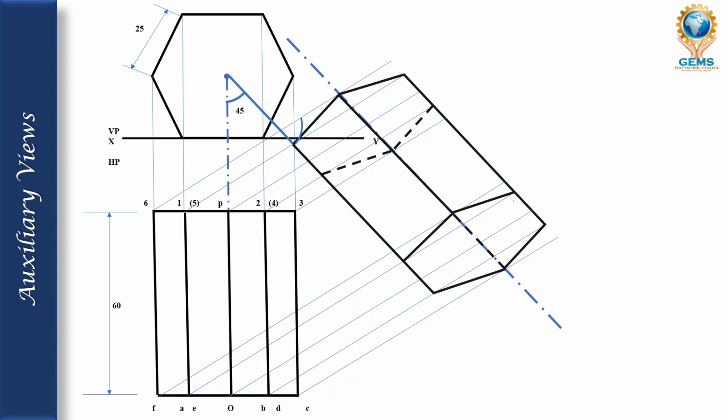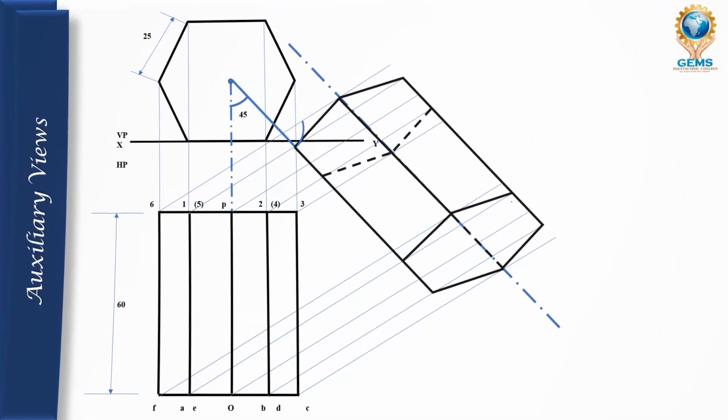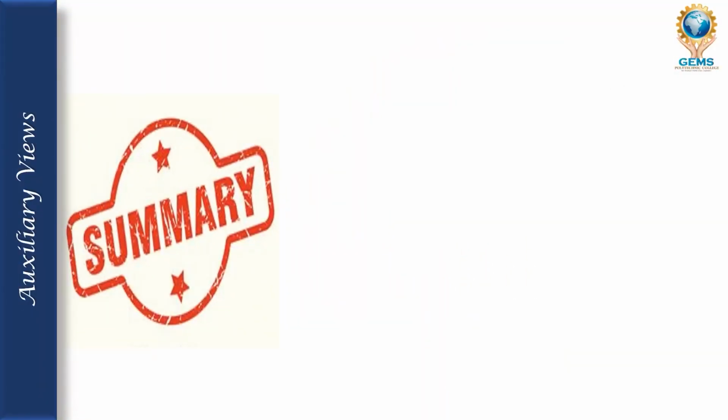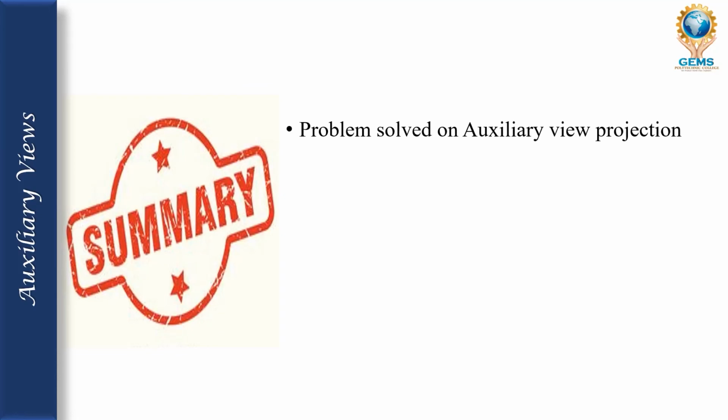These are the main things of auxiliary views of projection. This is the fourth lecture and the second drawing of the auxiliary views chapter. So this is the summary. We have discussed the problem solved on auxiliary view projection. This is the second problem we have solved here. I hope you understand very clearly. I think I have given my best. I can't do more than this. I gave my best in this video so that you can draw it clearly and perfectly.